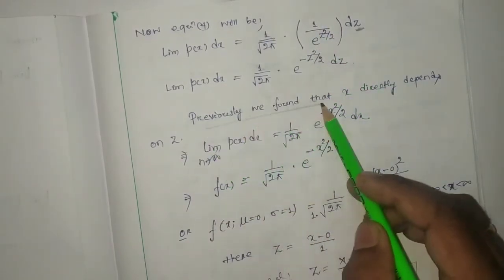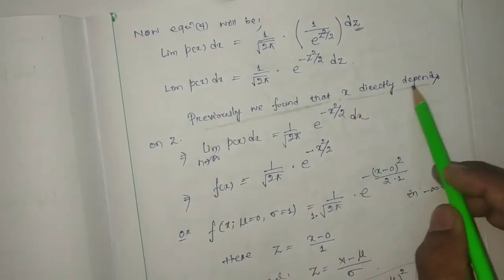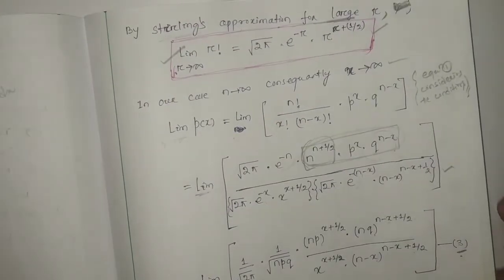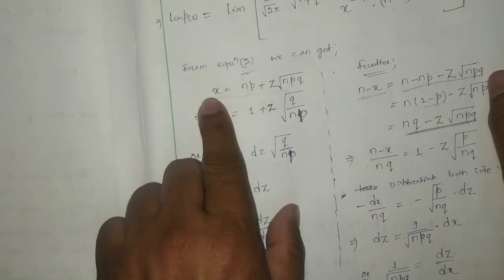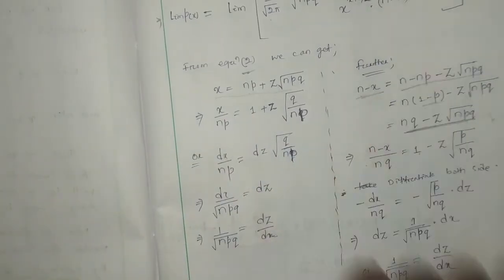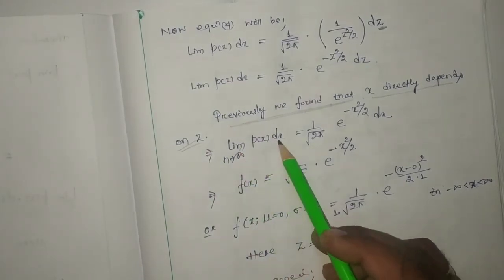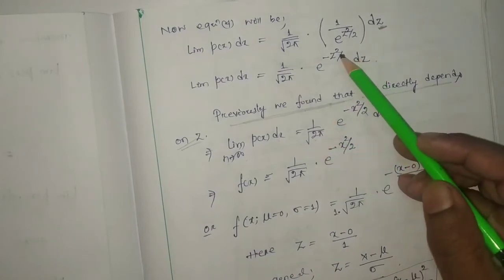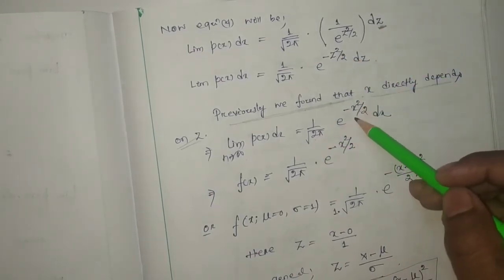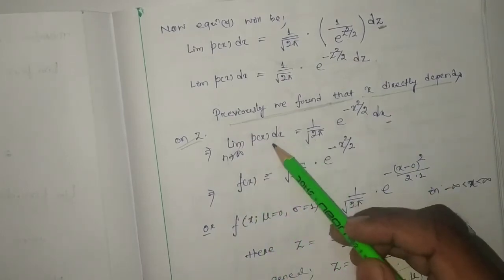Previously we found in our discussion that x directly depends on z. Here you can see x; n and p are constants, and z is directly dependent upon x. Here also it directly depends upon x. So if it is so, the limit as n tends to infinity of px dx is 1 by root over 2 pi, and instead of z we can write e to the minus x square by 2 dx, right? So here you can see dx got cancelled.